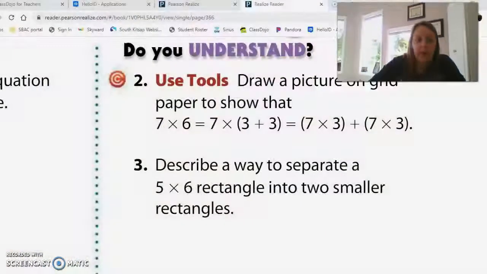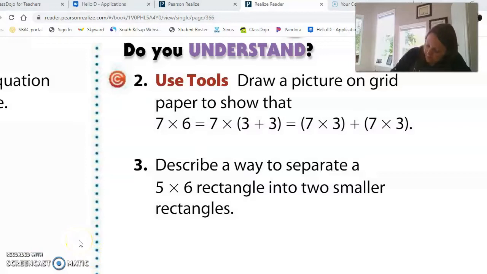All right, number 3. We have to think a little bit on number 3, where we talked about the importance of thinking. Okay. Describe a way to separate a 5 by 6 rectangle into 2 smaller rectangles. Okay, I'm going to actually draw this on my grid paper. A 5 by 6.